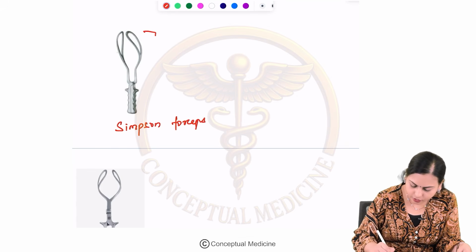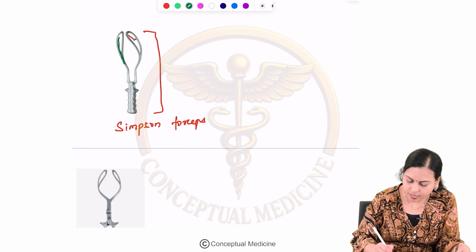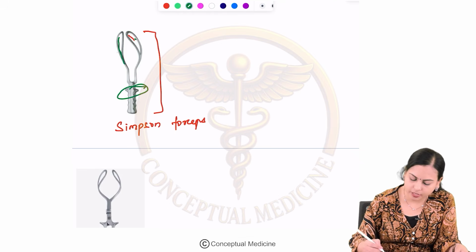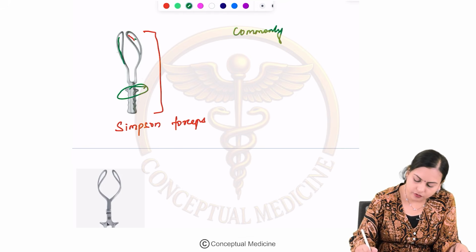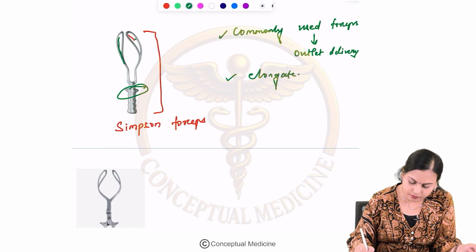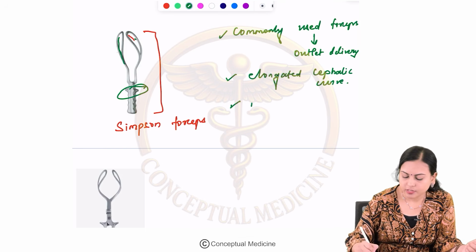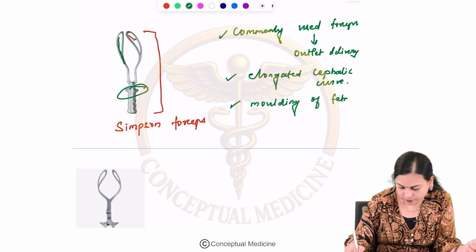Okay, so this is somewhat longer than that, right? And you have fenestrated blades, okay, that are curved towards each other. Okay, so this side appears to be almost straight, whereas this side appears to be curved. Okay, and you have an English lock over here. Okay, so this is the commonly used forceps for outlet delivery. It has an elongated cephalic curve and these can be used when there is substantial molding of fetal head. Okay.